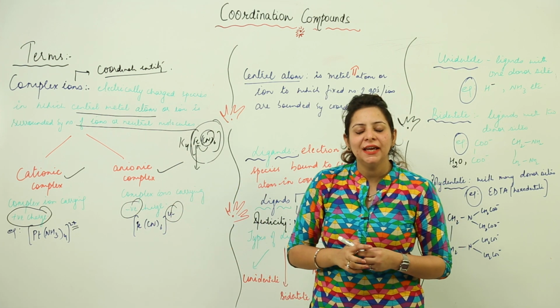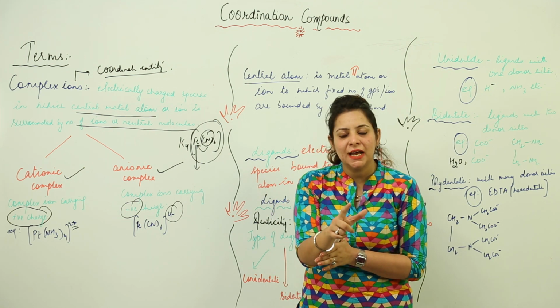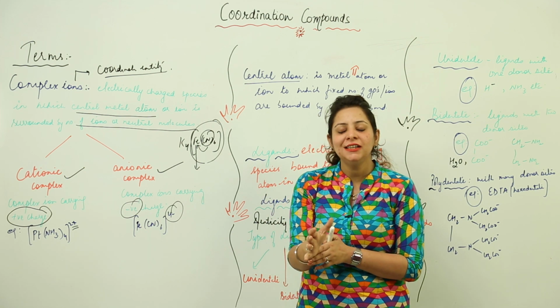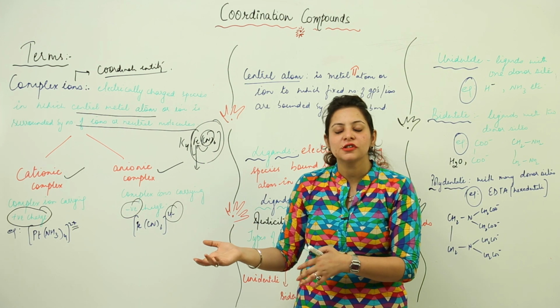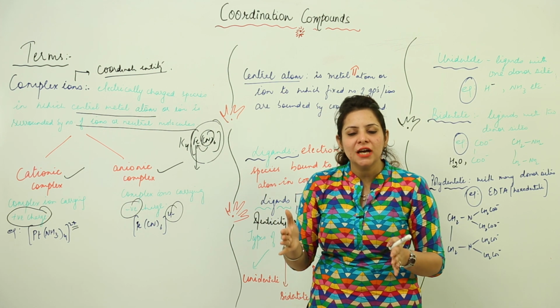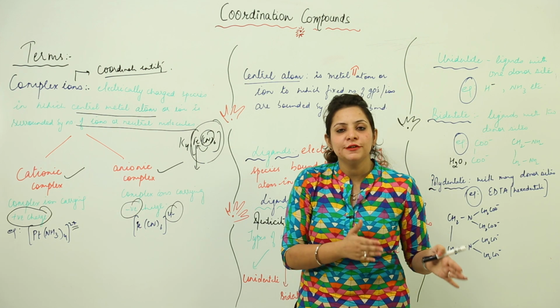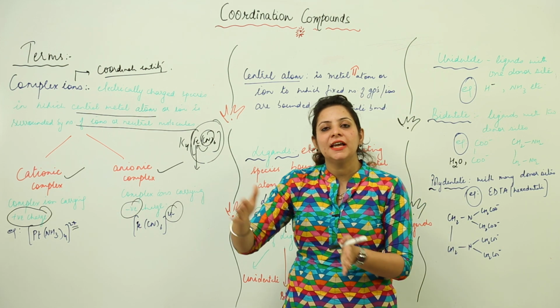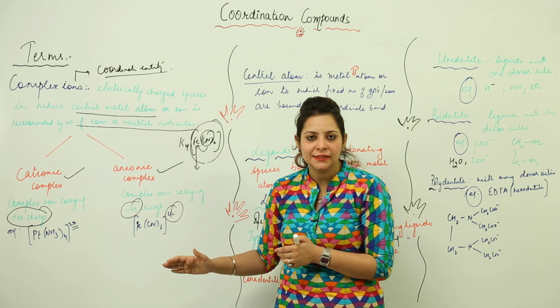So what is a complex ion? A complex ion or coordination entity is one in which there is a central metal atom, which can be an atom or an ion, linked to other groups or ions or neutral molecules. Obviously it is going to carry a charge because it is a charged complex. If it carries a positive charge, it is a cationic one, and if it carries a negative charge, it is an anionic complex, right? So this is what a complex ion is.